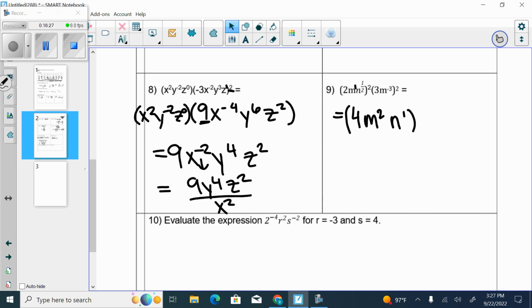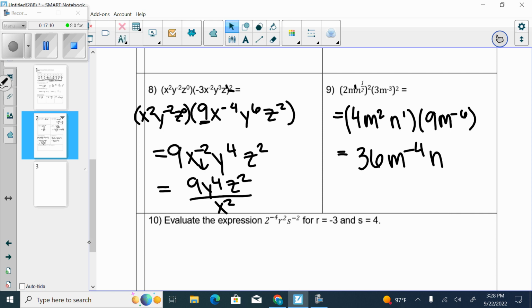All right, in that second parenthesis, we also have a power to a power. So what is 3 squared? 9. And for my exponents, negative 3 times 2, negative 6. Right? Okay, now we're just multiplying, right? So what's 4 times 9? Good. All right, and what do we do with our exponents when we multiply? Add. So what is 2 plus negative 6? Negative 4. And then we still have our n, right?